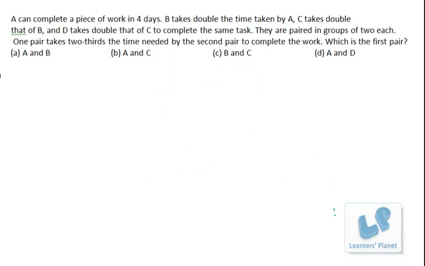Now let's try this problem. A can complete a piece of work in 4 days. B takes double the time taken by A. C takes double that of B, and D takes double that of C. They are paired in groups of 2 each.